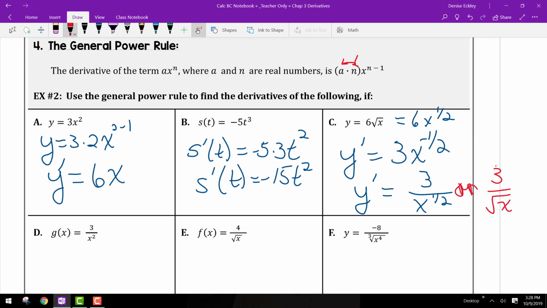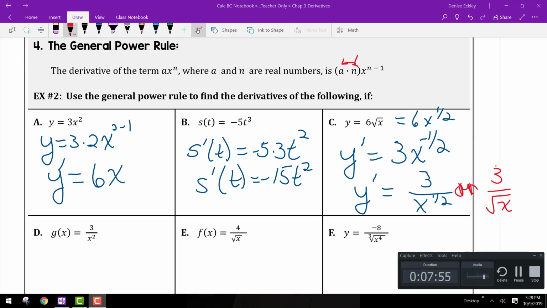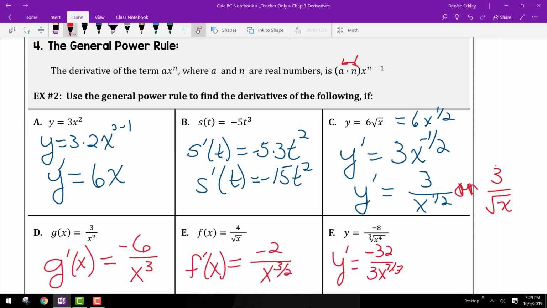Okay, at this point, pause the video and see if you can do the last 3, D through F, by yourself, and then I will put the answers up. Okay, so here's the answers for D, E, and F. And as always, if you did not get those, please ask in class tomorrow.